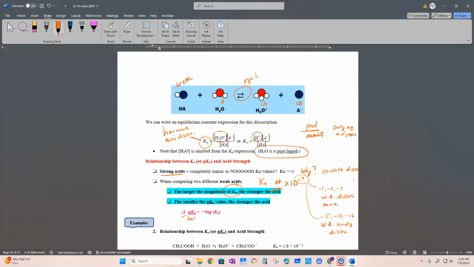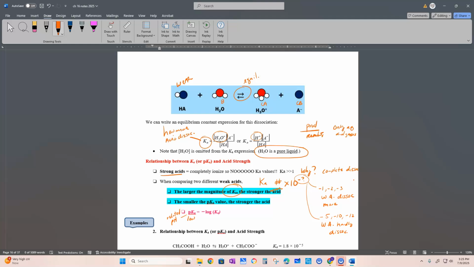pKa is related to pH. Okay? So if you have very low pHs, that means you're very acidic. Okay? Higher pKa's, that means it's not as acidic. It's a weak acid. Okay?